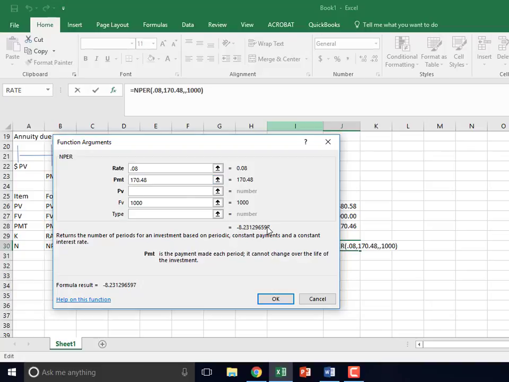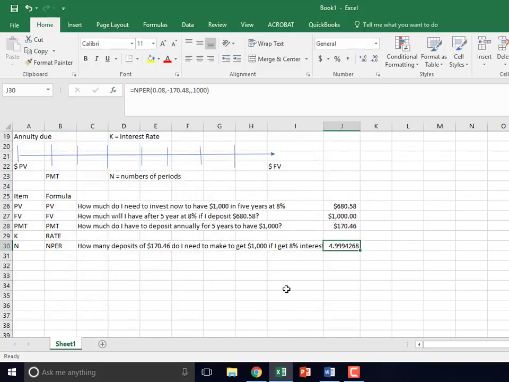I want to make this payment negative, okay? So again, this function is going to calculate a negative. So if you're trying to calculate the number of periods, you want to make that payment negative. And it will come up, as you can see, with almost 5 years. It's pretty close, okay? Just because of rounding, it's a little bit less than 5 years. So I need to make 5 deposits of $170.46.